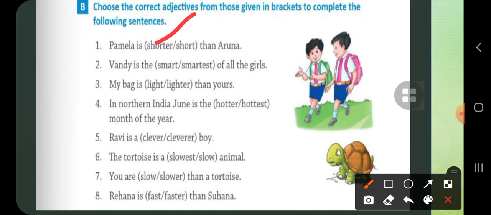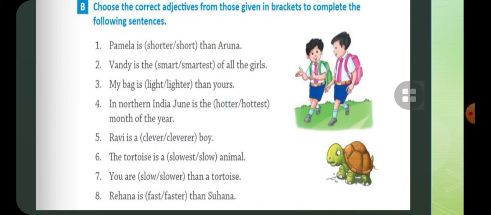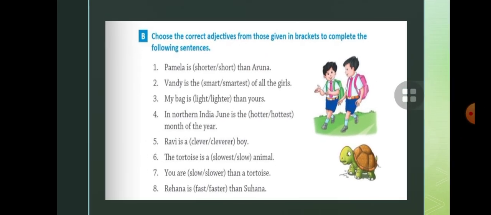Second is Vandi is the dash of all the girls. Vandi is compared to all the girls, so we will write smartest, and here the article is given. My bag is dash than yours. My bag is lighter than yours. You can do it easily according to the rules. You have to follow the rules and do this exercise.